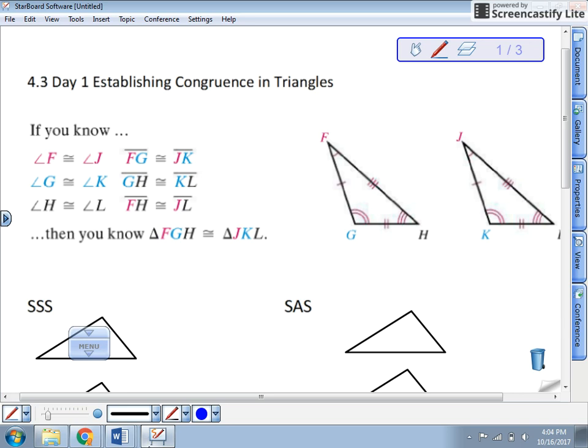Welcome to the notes on establishing congruence in triangles. So remember, congruent means they're the exact same shape and size. So here's the first little example.